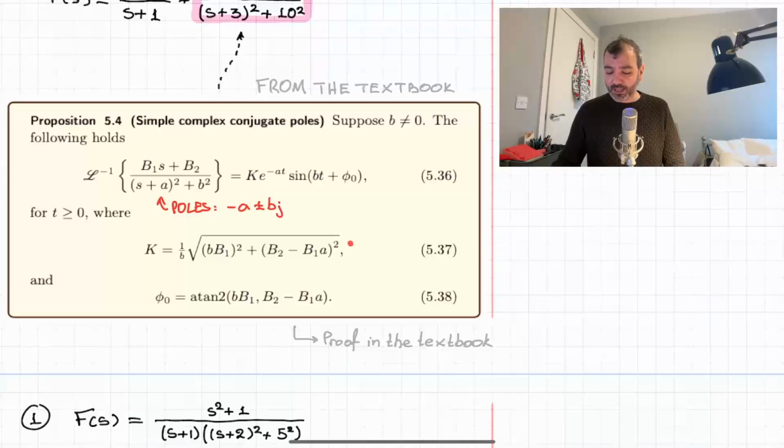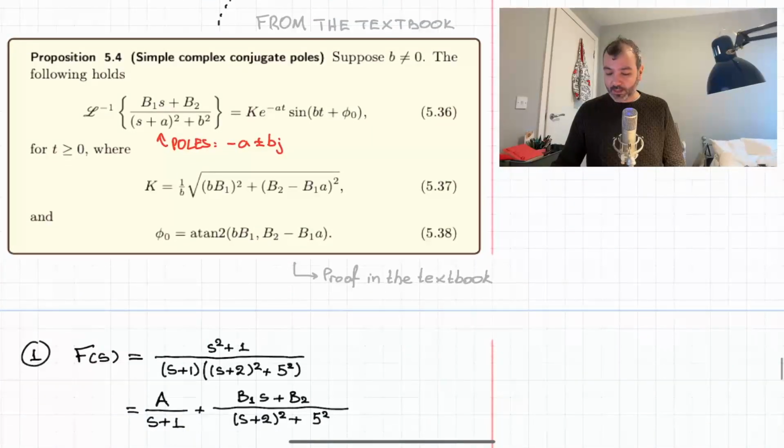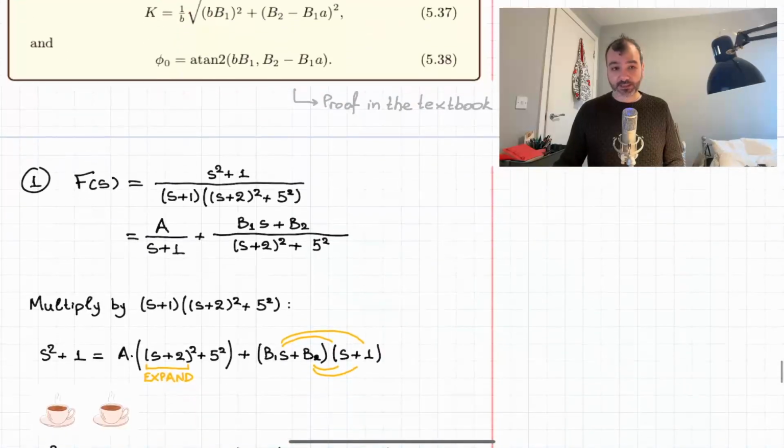And these numbers K and phi naught are determined by these formulas. Okay, you can look them up whenever you have to. You don't need to memorize them. Just note that in the formula for phi naught, you have the two-argument inverse tangent function. Let's give an example.